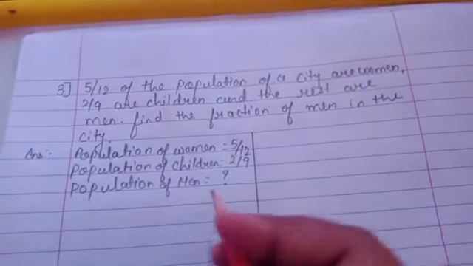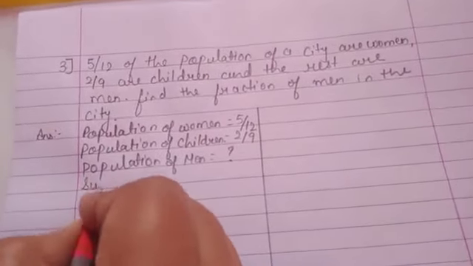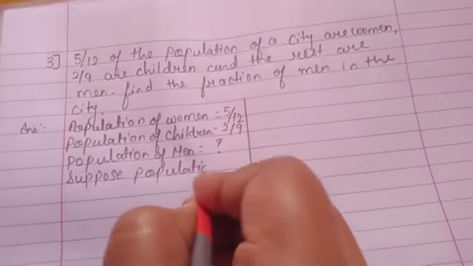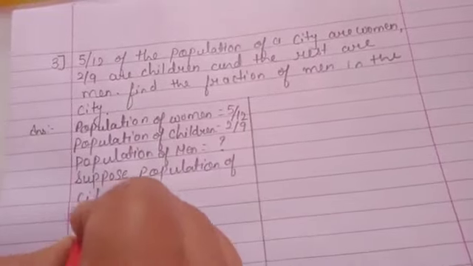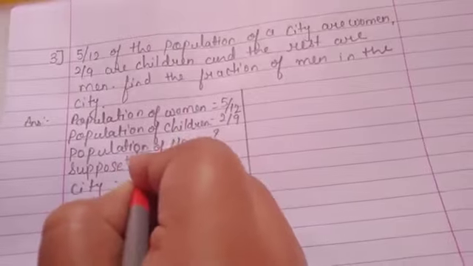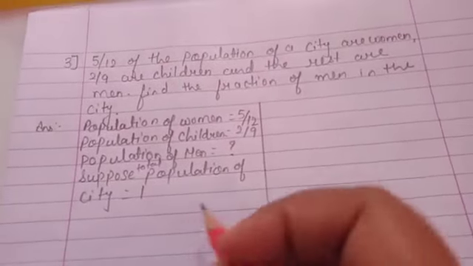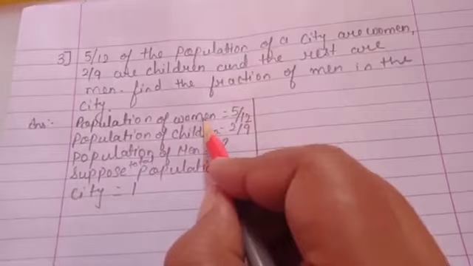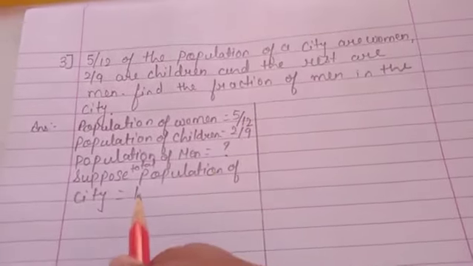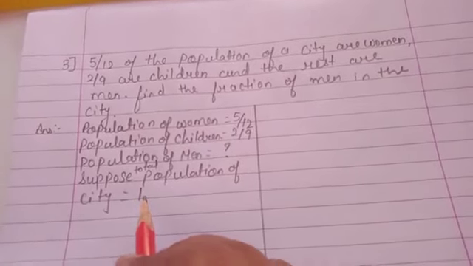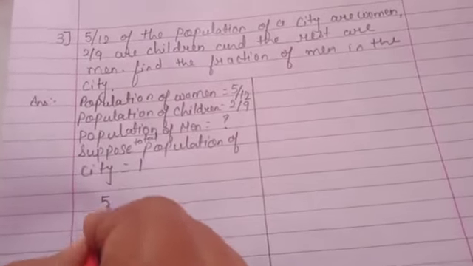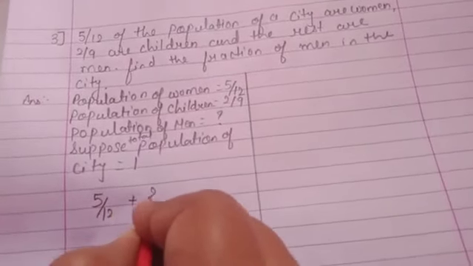So what we will do, we will suppose the total population of the city is equal to 1. We will add the population of women and the population of children, and whatever answer we get, we will subtract from 1, so we will get the population of men. So our fractions are 5/12 plus 2/9.